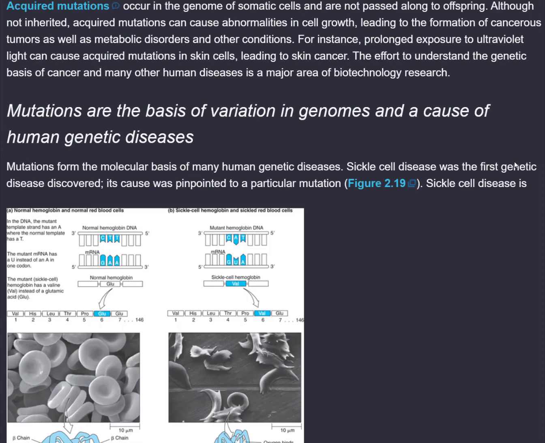Acquired mutations occur in the genome of somatic cells and are not passed along to offspring. Although not inherited, acquired mutations can cause abnormalities in cell growth, leading to the formation of cancerous tumors as well as metabolic disorders and other conditions. For instance, prolonged exposure to ultraviolet light can cause acquired mutations in skin cells, leading to skin cancer. The effort to understand the genetic basis of cancer and many other human diseases is a major area of biotechnology research.